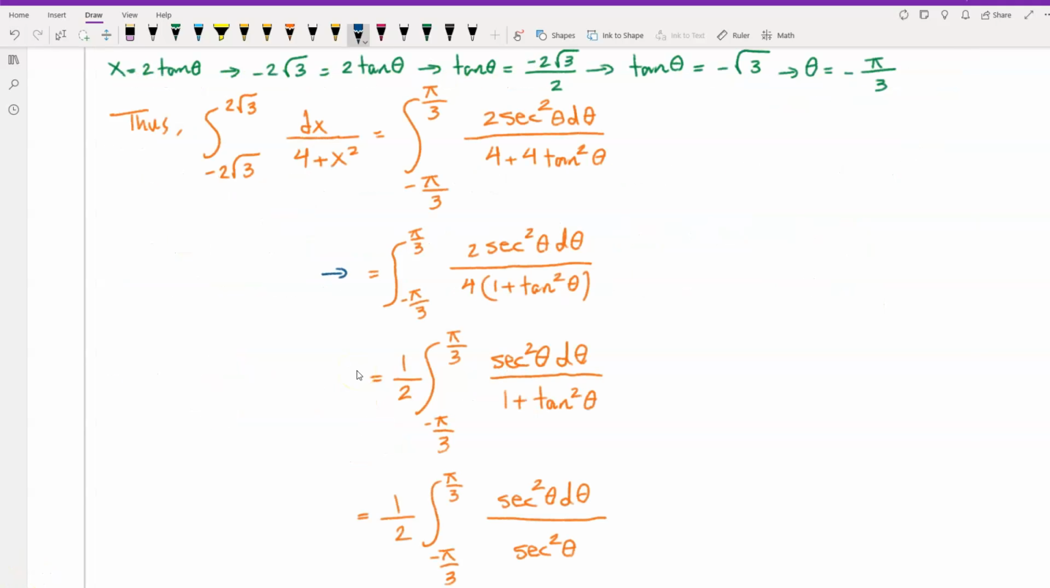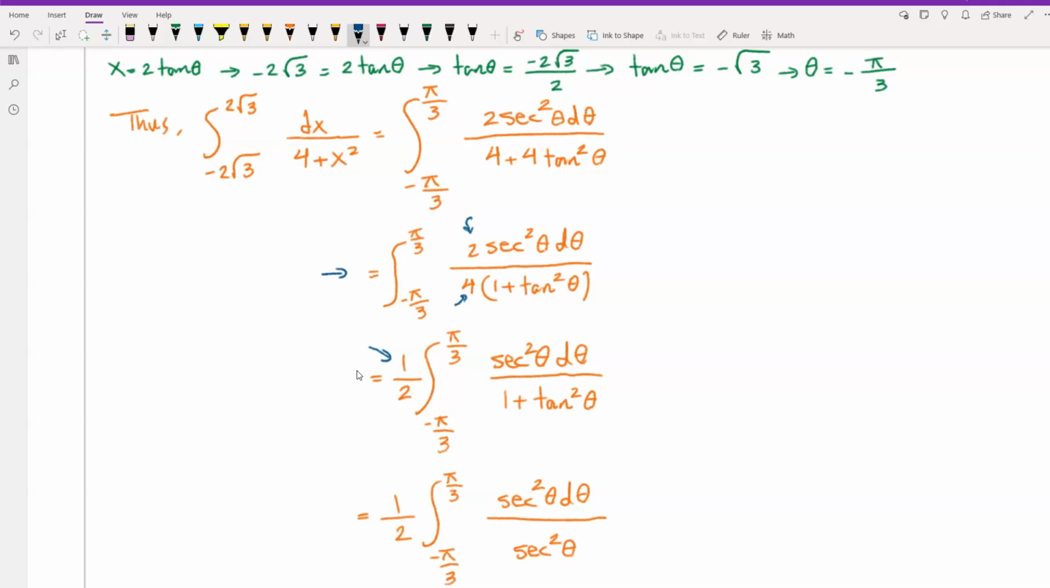So next step here on this part, we have to integrate 2 times secant squared theta d theta divided by... I factor out 4. So in denominator we have 4 times 1 plus tangent squared, and then simplify. What we have here is 2 divided by 4, so that is 1 over 2, and I have that outside of integral. So next step is equal to 1 over 2 times integral secant squared d theta divided by 1 plus tangent squared.